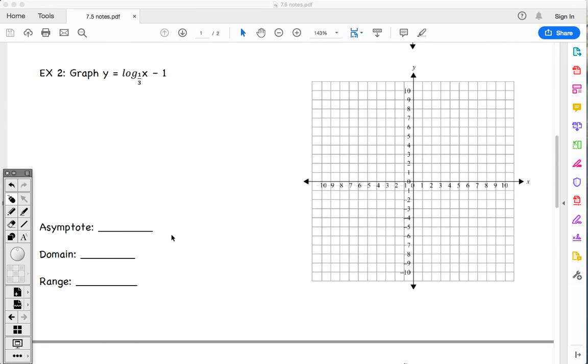Okay, those are your notes for today. Use this or the Desmos graphing calculator to help you on the practice as well.